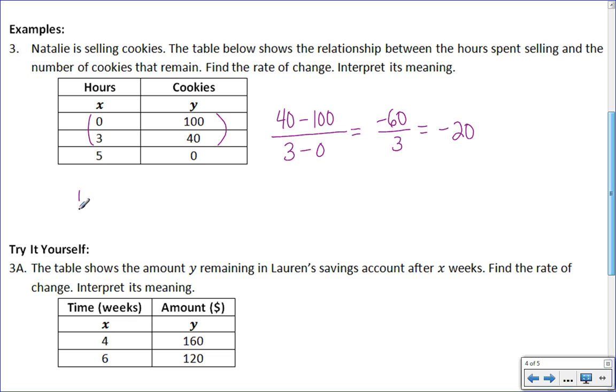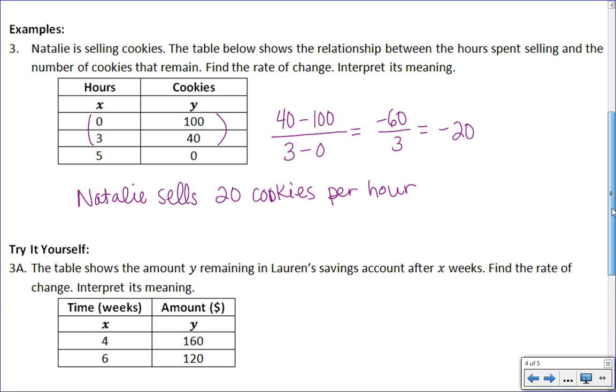This means that Natalie sells 20 cookies per hour, because the number of cookies is decreasing by 20 per hour. So she's selling 20 cookies per hour.